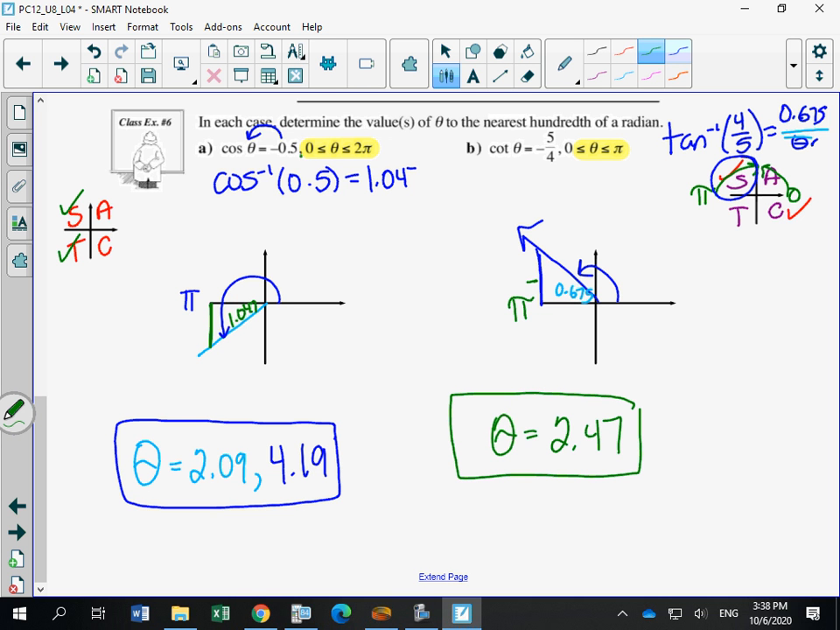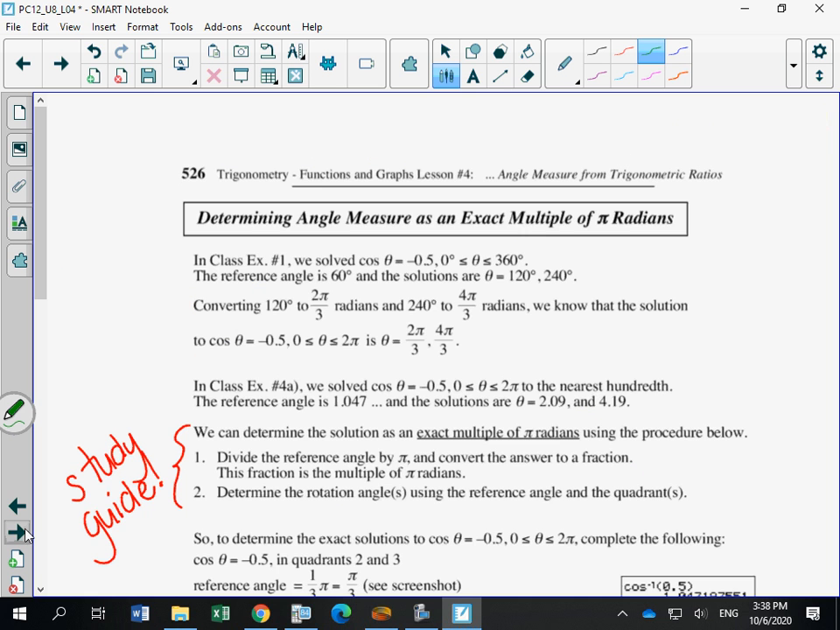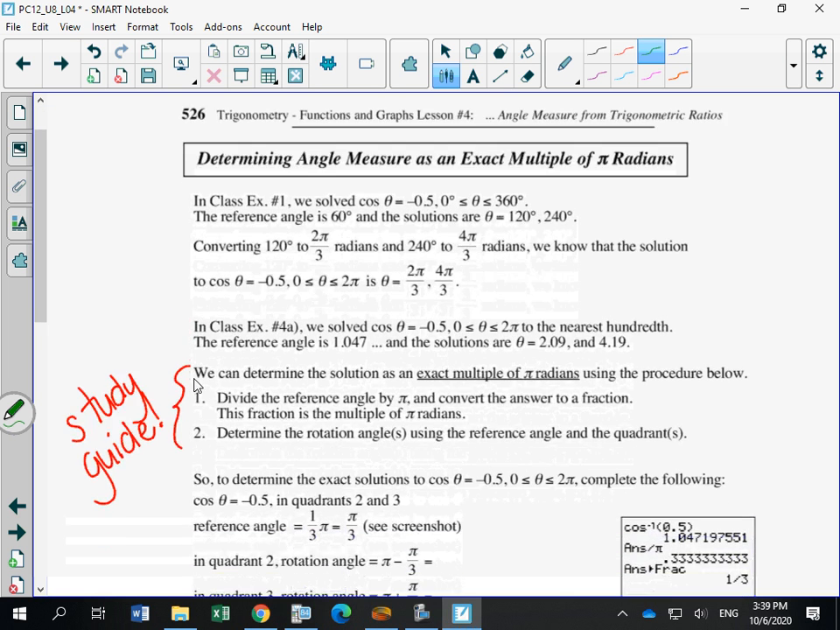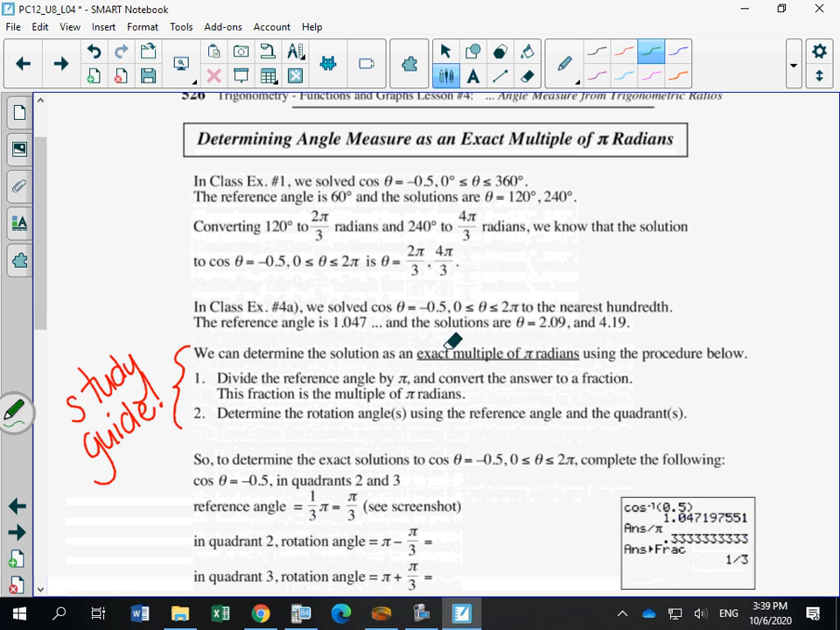Okay, we've got one last class example to get through. But before we get through that, I want you to star something super important that you probably need to add to your study guide. What we're going to do now is the exact same thing, except we're going to give our answer in radians using fractions. I'll show you what I mean by that.